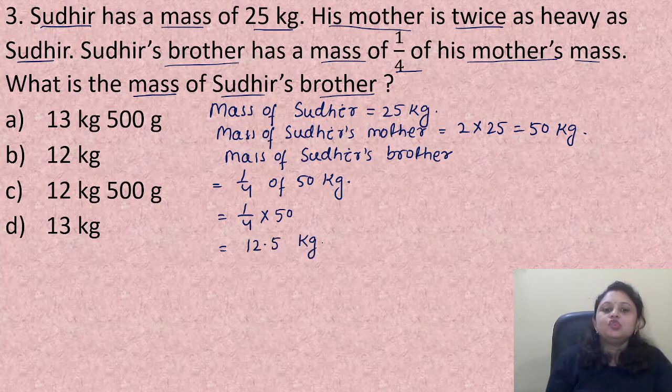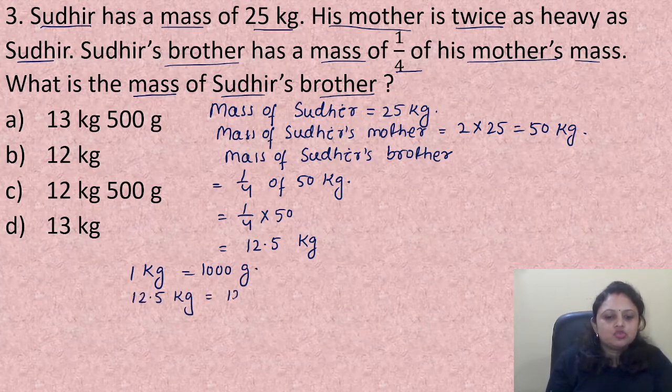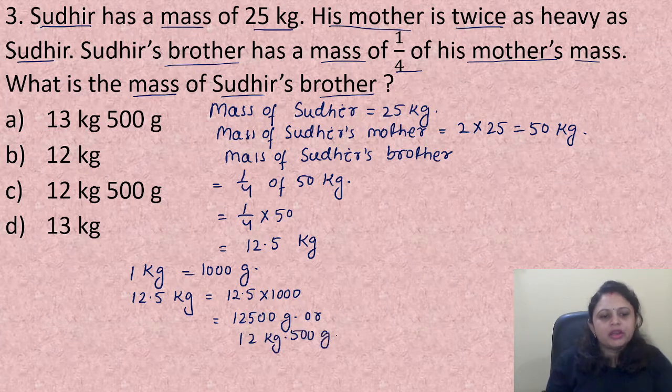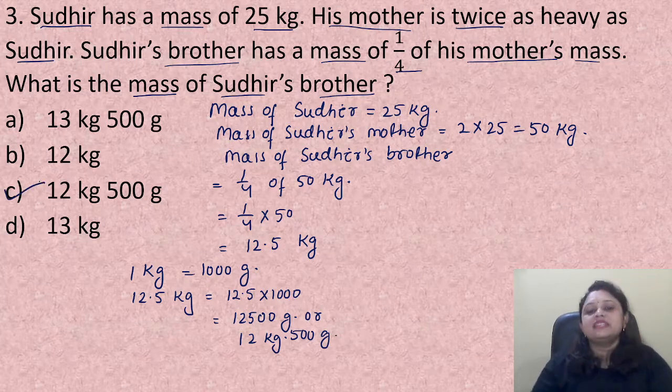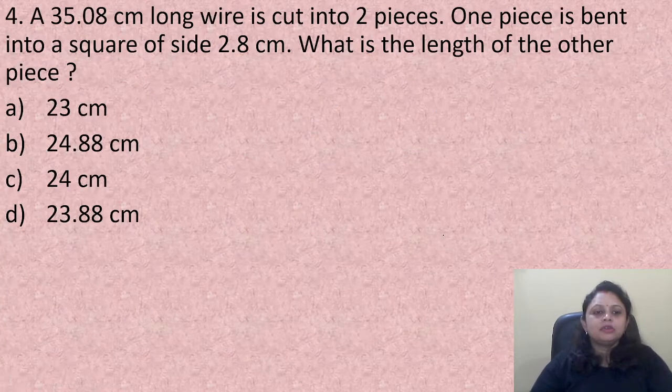12.5 kg. And you know 1 kg equals 1000 gram. So 12.5 kg is equal to 12.5 into 1000, equal to 12,500 gram or 12 kg 500 gram. So the correct answer is option C, that is 12 kg 500 gram. Got it? Coming to the next question. A 35.08 centimeter long wire is cut into two pieces. One piece is bent into a square of side 2.8 centimeter.